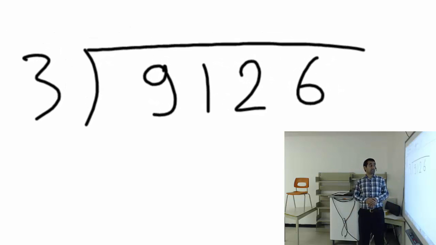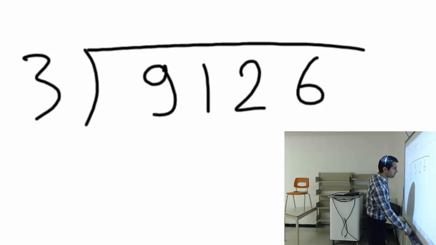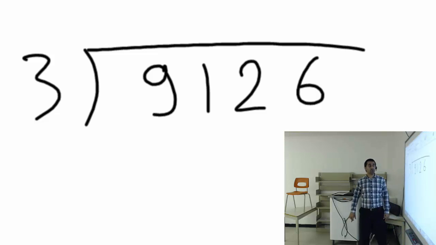Alright, so our first example. In this example, 9,126 will be divided by 3. Let's do that. You're going to divide every single number here. So let's start with the very first number, 9.